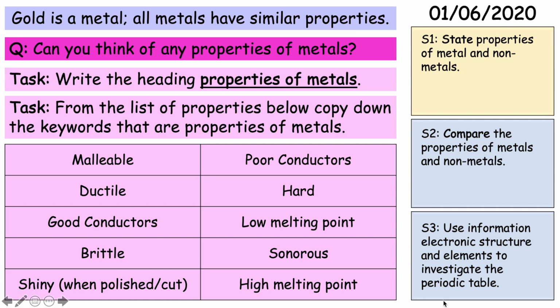Right, hopefully you've had a go and you picked these. Metals are malleable, ductile, they're very good conductors of electricity and heat, they're shiny when polished, they're generally quite hard, sonorous and of high melting points. Now, like everything, there are some exceptions to the rule, but these are general properties for all metals.